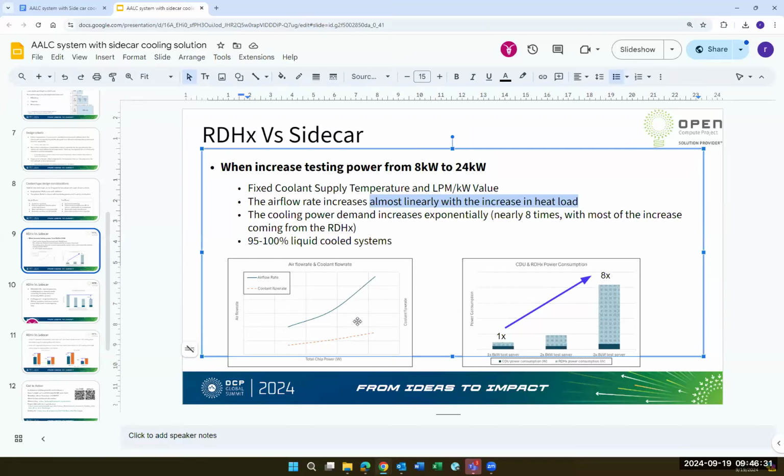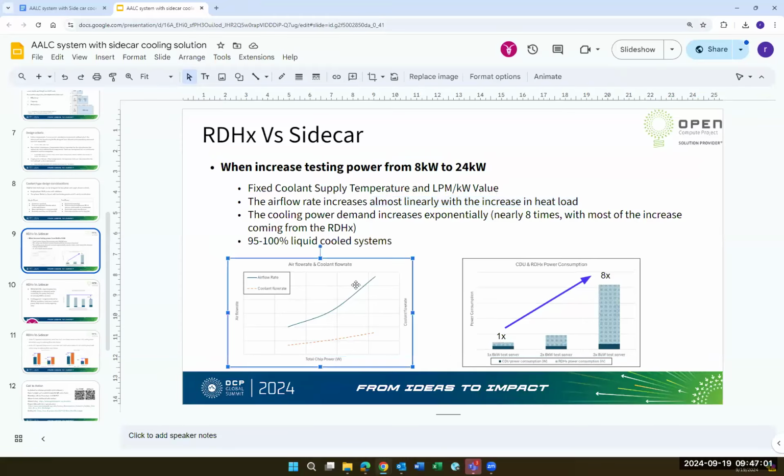Yeah. Well, I don't understand why these two curves are not linear, because if you increase the power and you are able to increase the flow rate as well, which is not right, but if you have to increase the flow rate of the water with the power, then the airflow rate should increase also in parallel, not like an exponential. Yeah, and another thing: is this rear door heat exchanger data only?